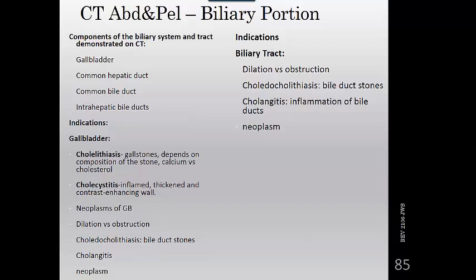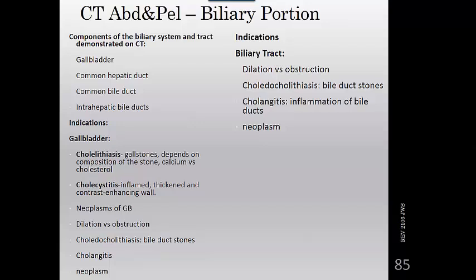Indications for scanning the gallbladder include cholelithiasis, which is gallstones, and depends on the composition of the stone how they're going to show up. A calcium stone is going to be bright white. Cholesterol stones will look almost transparent, but you may be able to see the borders of it. Cholecystitis is another indication, and that's an inflamed, thickened, and contrast-enhancing wall of the gallbladder. And then, of course, neoplasms of the gallbladder and dilation versus obstruction. If the gallbladder is dilated, is it obstructed or not?